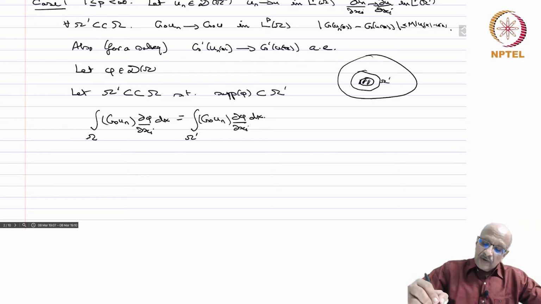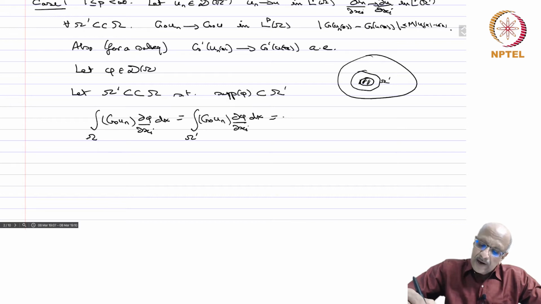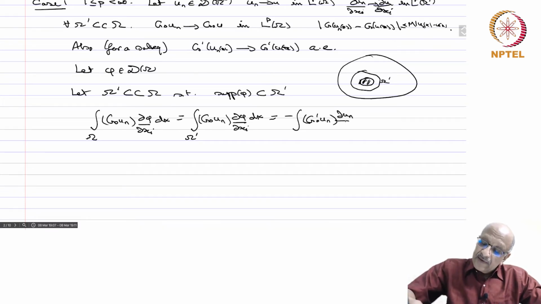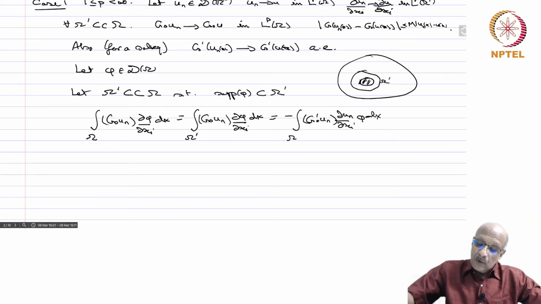And now, by the standard argument, u_n is a smooth function, g is a smooth function, so this is a smooth function, this is also a smooth function. So, by Green's theorem, which is integration by parts, you get that this is equal to minus the integral, the traditional one, of g dash composed with u_n, d u_n by dx_i, into phi dx over omega. There is no boundary term because phi vanishes on the boundary, since it is a C infinity function with compact support, therefore it vanishes on the boundary. So, there is no boundary term on omega prime.